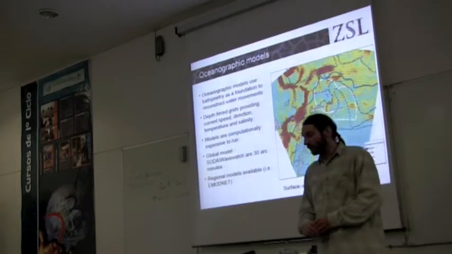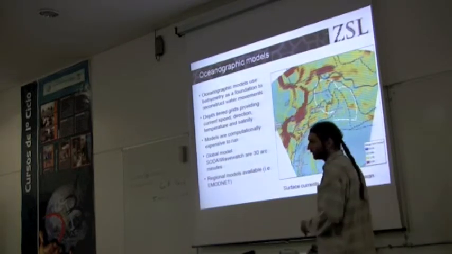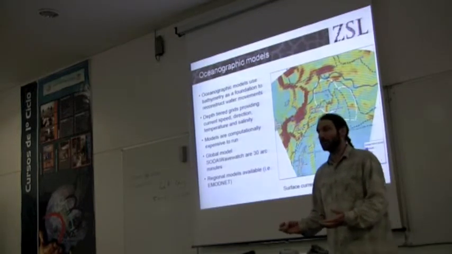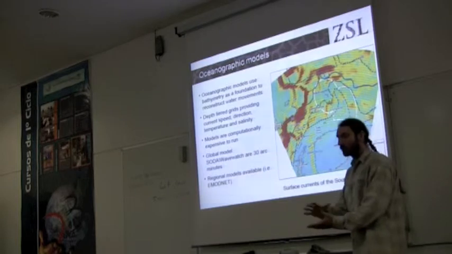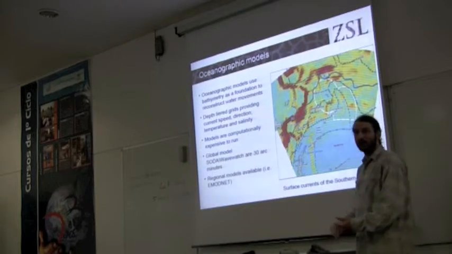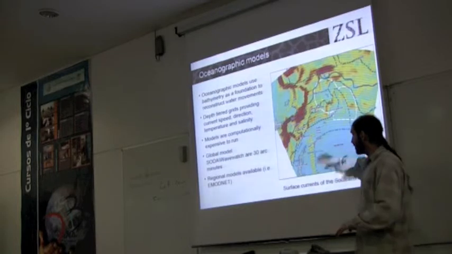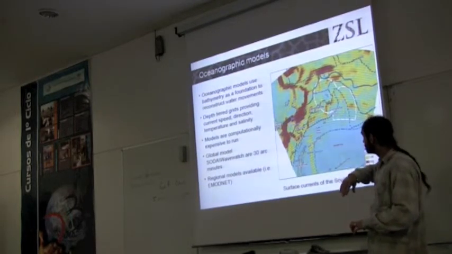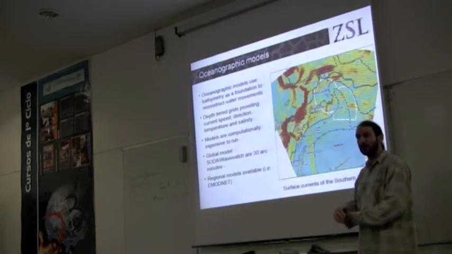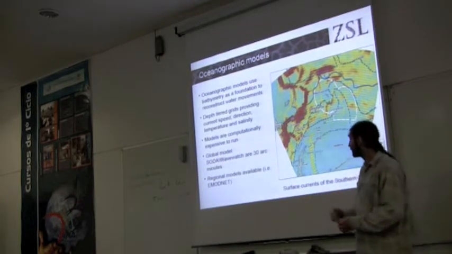So another different kind of data set that you get from marine environments are oceanographic models. So these are not based on direct measurements. These are ocean circulation models that try to reconstruct current speed and direction, again, on a three-dimensional basis. You get with these layers a series of tiered grids that show current speed and current direction in three dimensions.